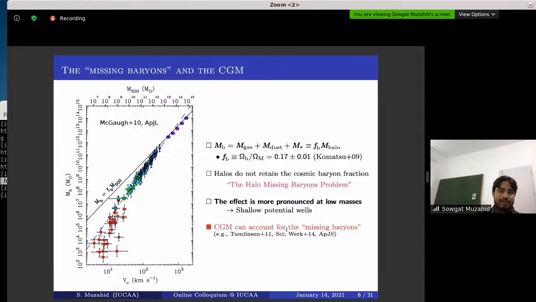Next, what I showed here is a plot from McGaugh et al., where the x-axis is the circular velocity of a sample of local galaxies, and the y-axis is the baryonic mass. By baryonic mass, I mean the mass in gas, dust, and stars. It's a very challenging experiment you cannot do if the galaxies are far away, so it's a handful of galaxies. They can have a good constraint on gas mass, dust mass, and stellar mass, which ideally should be equal to the cosmic baryon fraction times the halo mass of those galaxies, and that's this line.